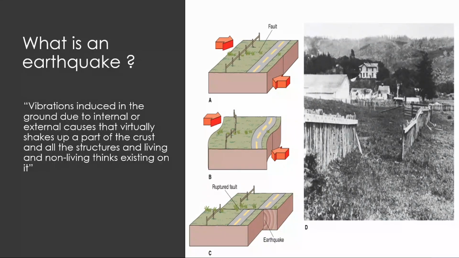But what is an earthquake? Earthquake is a vibration induced in the ground due to internal or external forces. Okay, it's a vibration induced on the surface due to internal or external forces that virtually shakes up a part of the crust. When the crust shakes, it will shake up all the structures of living and non-living things existing on the surface. So that process is a sudden release of energy by shaking the ground or the crust. We call it an earthquake.